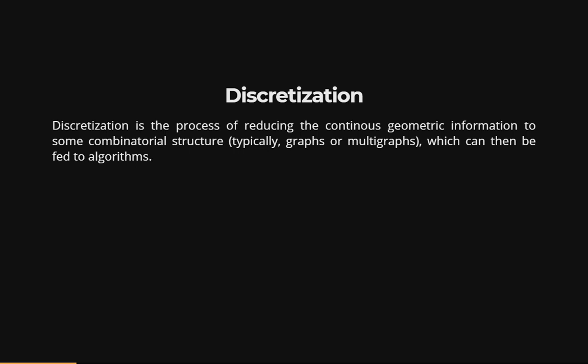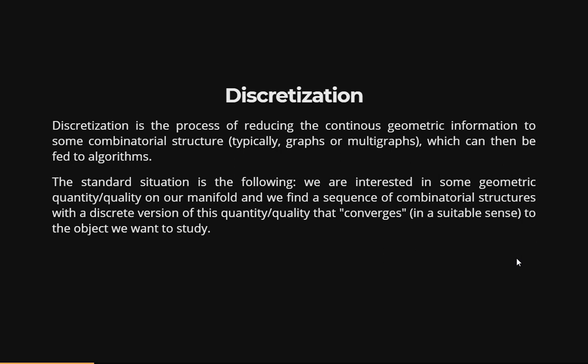Or in general, discrete finite structures that can be fed to algorithms or whatever we need. So what we usually do is examine a quantity, quality, or piece of information on our manifold, a geometric object on our manifold, and we find a way to approximate it with a sequence of finite structures that, in some sense, converge to what we want to study.